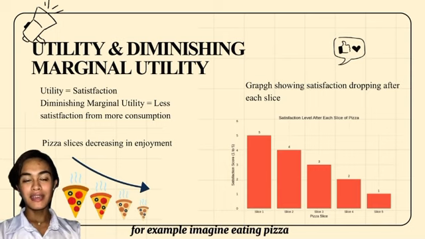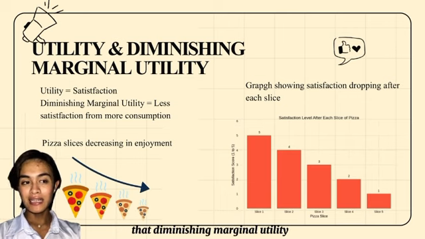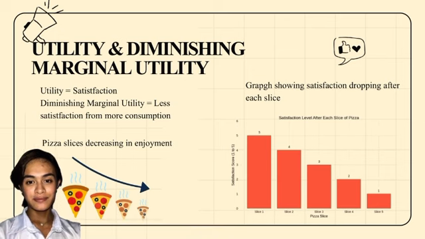For example, imagine eating pizza. The first slice tastes amazing, but by the fourth or fifth slice, you don't enjoy it as much anymore. That's diminishing marginal utility: your satisfaction goes down as consumption increases.